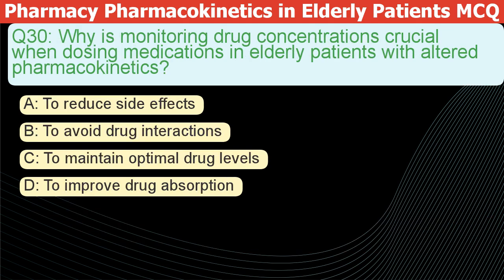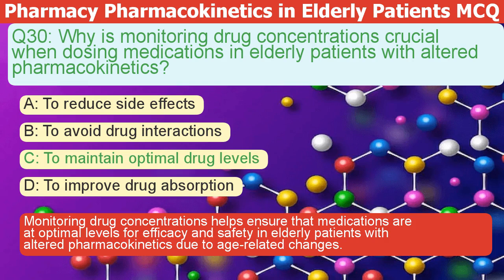Why is monitoring drug concentrations crucial when dosing medications in elderly patients with altered pharmacokinetics? A. To reduce side effects. B. To avoid drug interactions. C. To maintain optimal drug levels. D. To improve drug absorption.